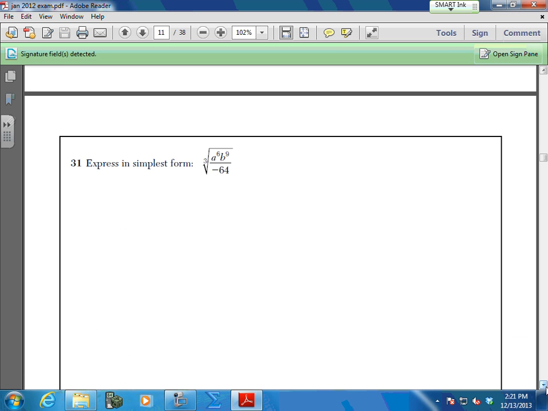Okay, here's a radical. A good way to start a radical, and it's a cube root. It's just like a perfect square, but it's a perfect cube. It's to separate the numerator and the denominator. You can take the cube root of a negative number. Put this guy in your calculator, and you will see the cube root of negative 64 is negative 4.